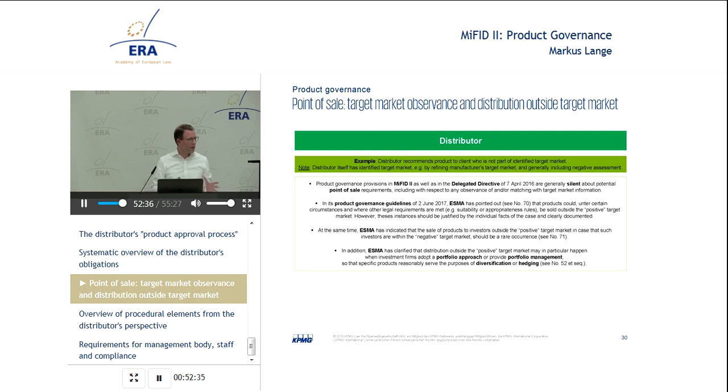So far, so good. And if you have defined a negative target market and you are not only distributing outside of the positive but into the negative, then it says this should be a rare occurrence, second to last bullet point. And then ESMA has confirmed, and this is what I appreciate, and this is a very important point, that for the purposes of a portfolio approach, the target market shouldn't be so important for an individual product. It should make sense from a portfolio perspective.